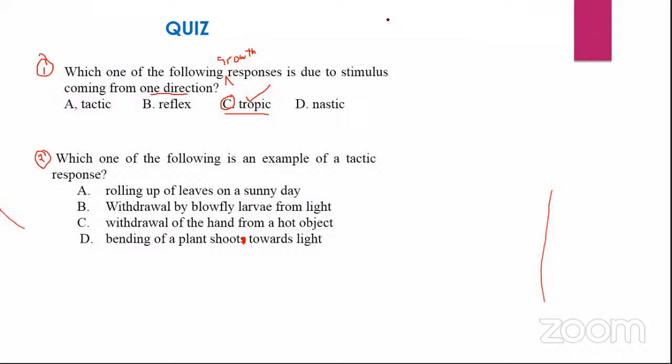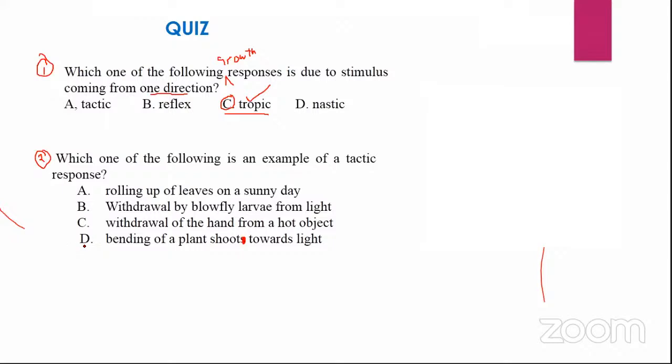We could also have some other person taking on that question. You just raise your hand and then you tell us the answer. We have very many people here, and you can tell us the answer. We have Nakato, Ndirema, Oli, Ronald, very many people. Yes, Shalon Baguma. It's D, bending of a plant shoot towards light.